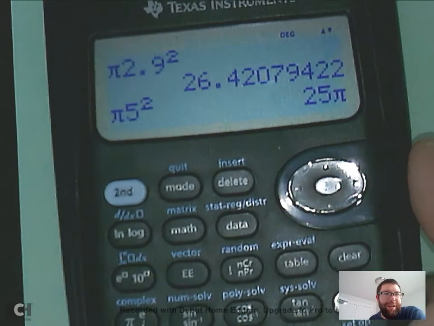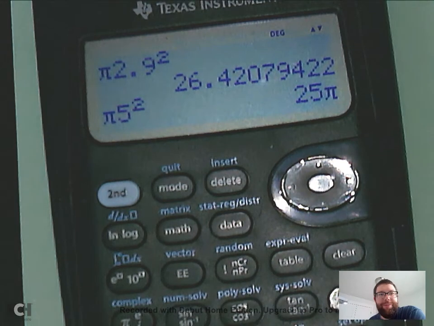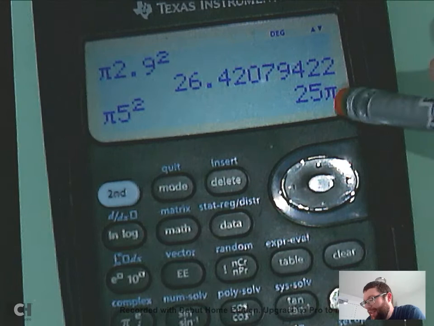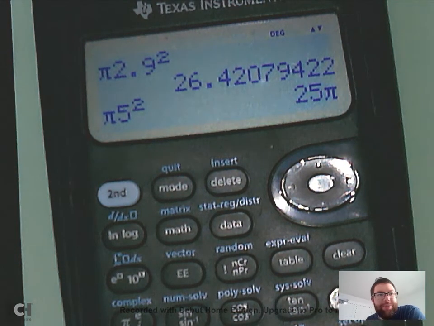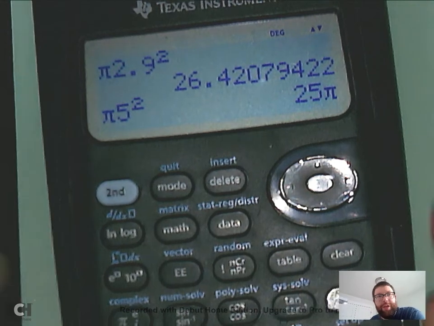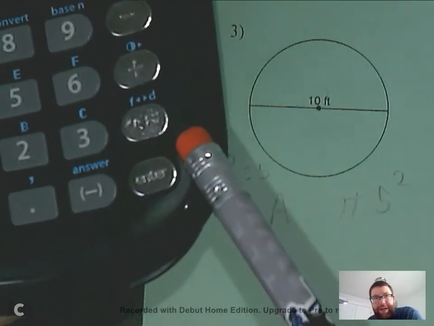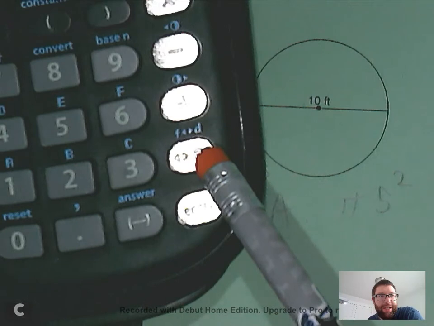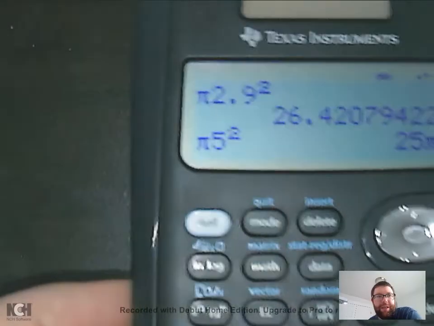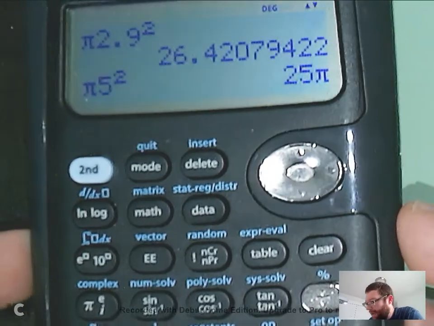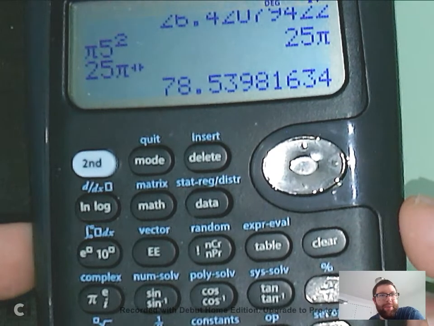Pi times 5 squared is 25 pi. Oh, see, it spit back an answer in pi. Now I want to round it to the nearest tenth, right? This is technically a more accurate answer, but we want it as a decimal. So we're going to click our fraction to decimal button, just right above enter, that button right there. You're going to click that, and it's going to change that from a pi answer to a decimal answer.